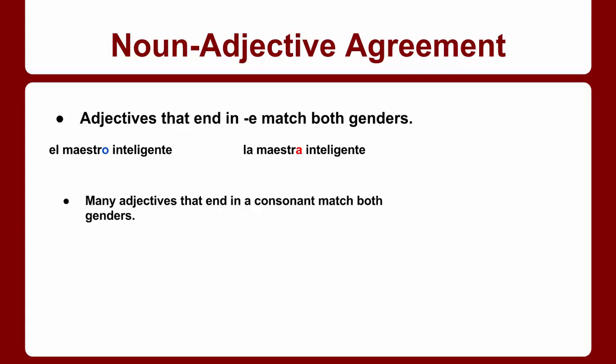Many adjectives that end in a consonant can also match both genders. So, for example, I can say el amigo joven, joven meaning young, ends with a consonant. So I can use it for masculine, el amigo joven, or feminine nouns, la amiga joven.